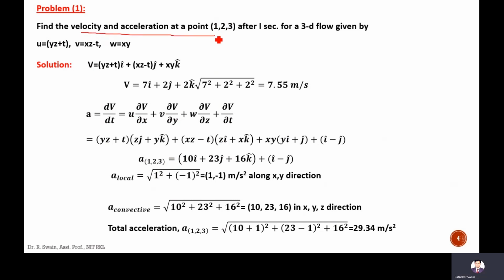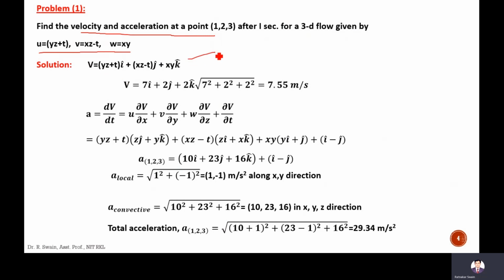Let us solve this problem. Here the velocity and acceleration are asked: find the velocity and acceleration at point 1, 2, 3 after 1 second for a 3D flow, where the velocity components in the x, y, z directions are given as u = yz + t, v = xz - t, w = xy.